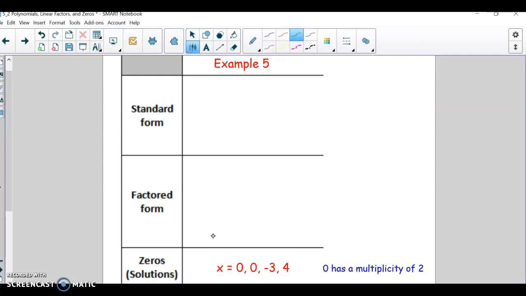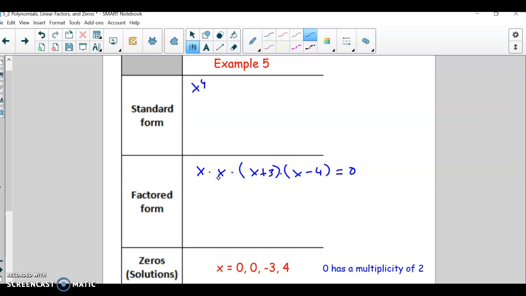All right, so then to write a factored form, basically, if you have 0 solutions, then you must have little x factors, 2 of them for the 0. And then to get a -3 answer, you must have had an x plus 3 factor. And to get a +4 answer, you must have had an x minus 4 factor. Okay, so now we've got to multiply all that together to get standard form, and it should be an x to the 4th because there's 4 answers.